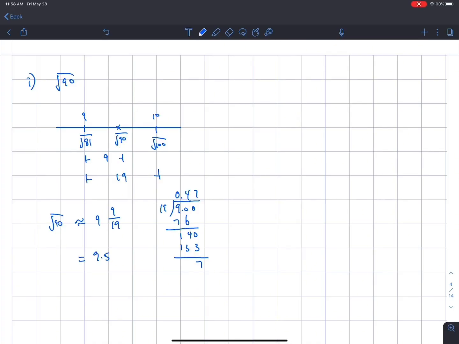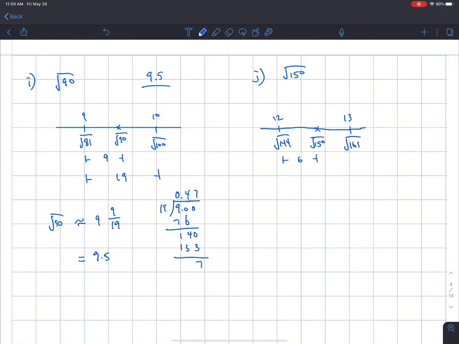Square root of 90. Yeah, 9.5 is correct. J, square root of 150. The square root of 144 is 12. And the square root of 169 is 13. And 150 is in between them.